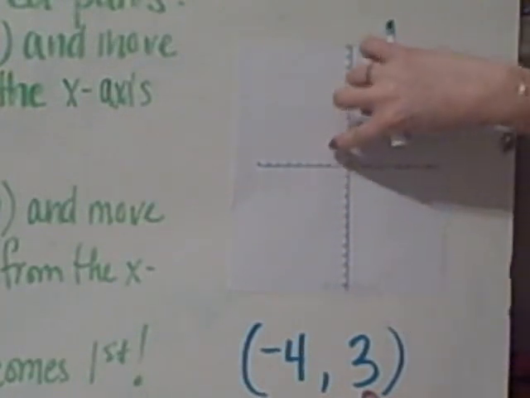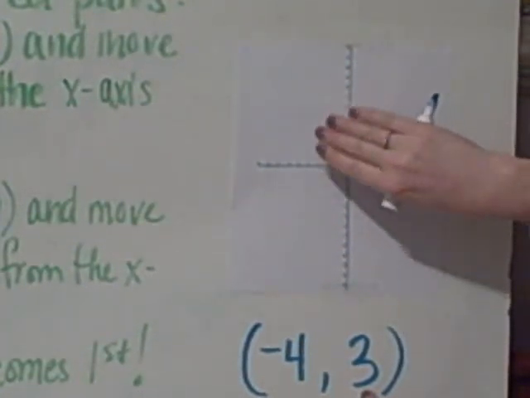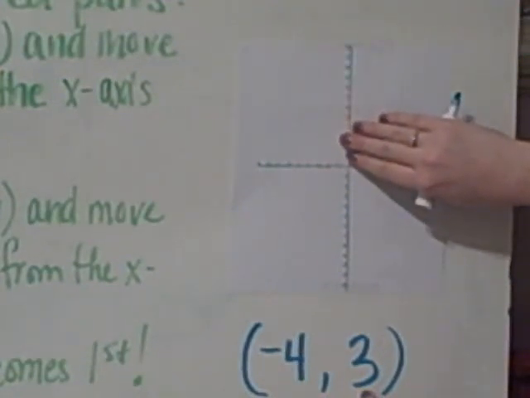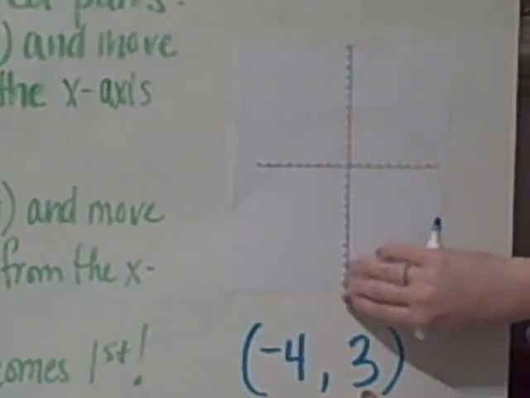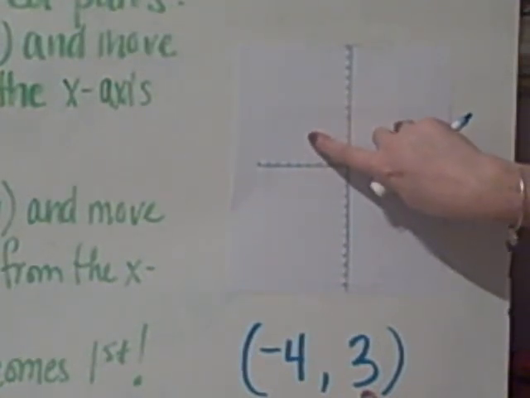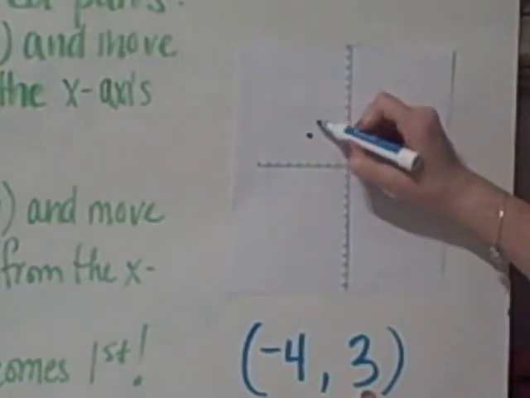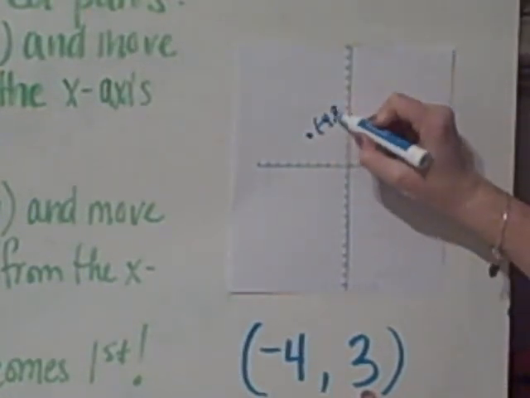Then we're going to look at the second number, which is 3. It's a +3. The positive numbers are above the 0 on the y-axis. The negatives are below. So from our -4, we're going to go up 3 spaces: 1, 2, 3. And we are going to put a dot here, and that is going to be labeled (-4, 3).